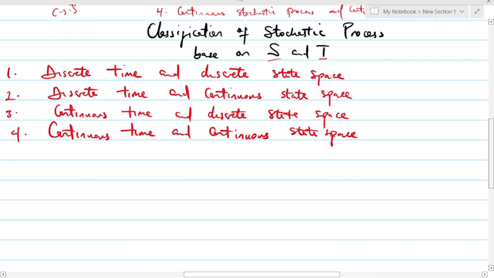First is discrete time and discrete state space. So if our domain is discrete, then we have discrete time and discrete state space. Also we have discrete time and continuous state space. We also have continuous time and discrete state space. We also have continuous time and continuous state space.